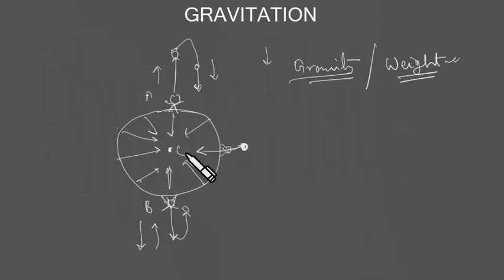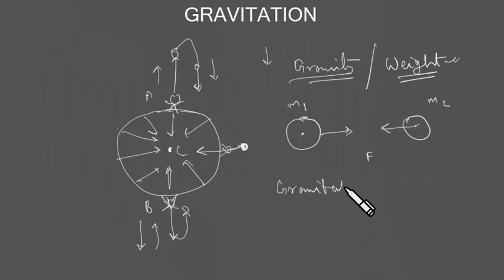Now not just the earth, actually any two bodies with some masses in the universe attract each other towards their centers of mass. Let's say a body with mass m1, and another body with mass m2. Then these two bodies are also attracting each other with some force of attraction F, okay? This is a natural phenomenon. It's not like somebody is sitting here and pulling the other body. It's a natural phenomenon in which a body attracts another mass. This natural phenomenon is called gravitation.